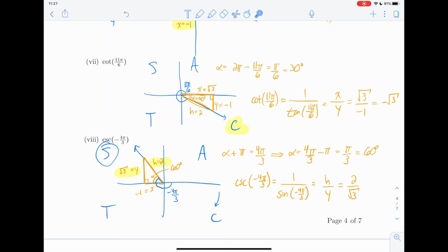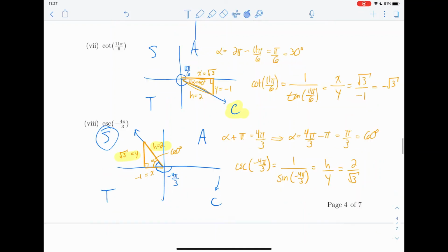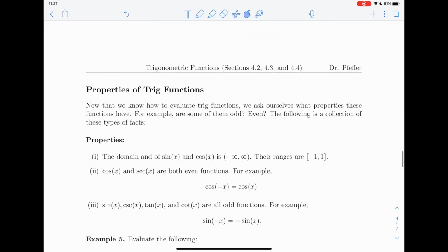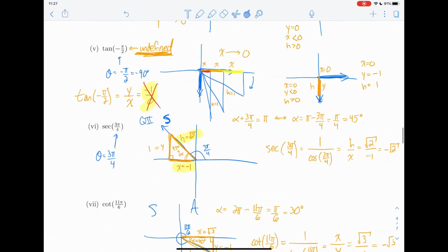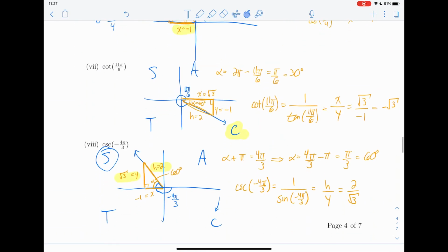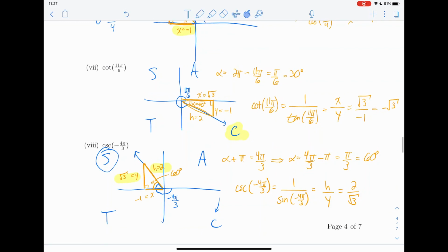So hopefully this is making a little bit more sense in how we go about solving trig functions of arbitrary angles. The next page has us tackling a whole host of additional examples. Hopefully this makes a little bit more sense and brings clarity to evaluating trig functions of arbitrary angles.